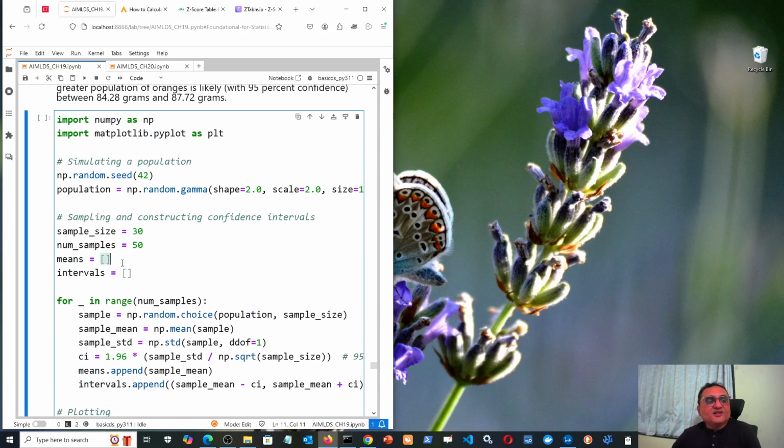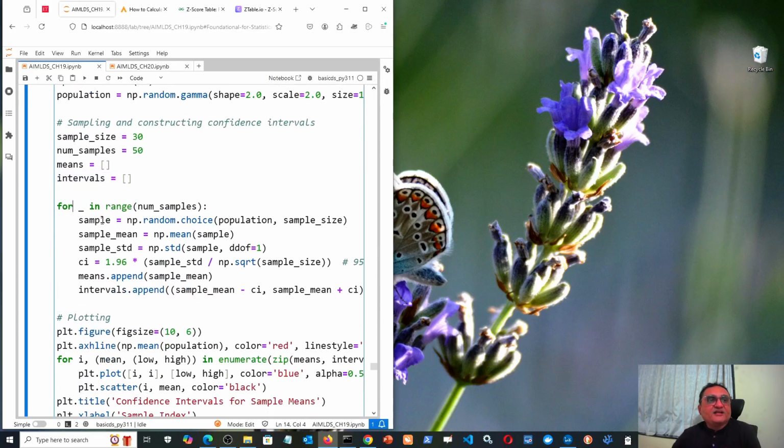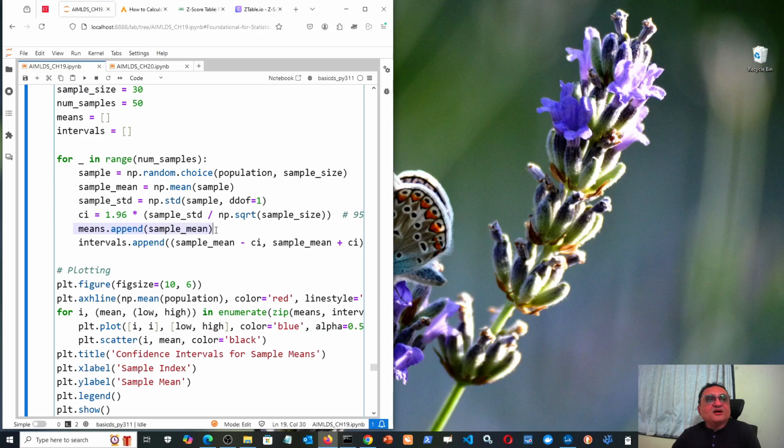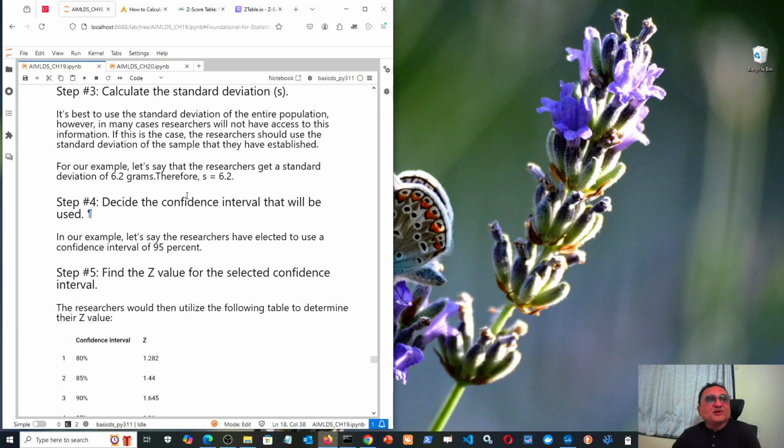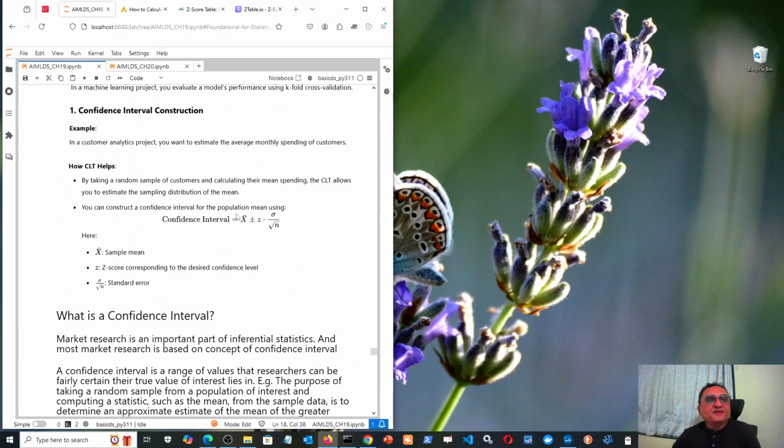Now I initiate two empty lists, one for means and another for intervals, right? Then I use a for loop to populate these means and intervals, and I keep appending to these lists one by one. And here is that formula: 1.96, which is the z-score, multiplied by the standard deviation of the sample, found by np.std, divided by np.sqrt of the sample size. Sample size is here 30. That is this formula.